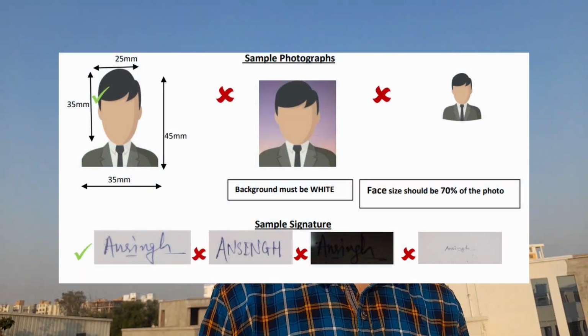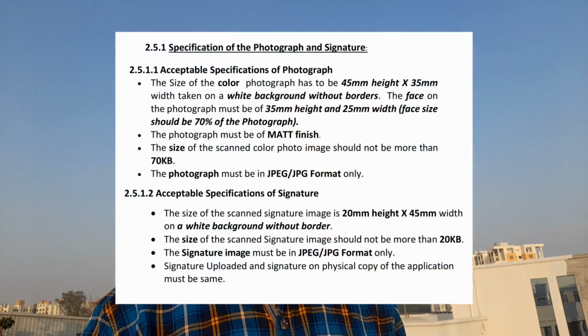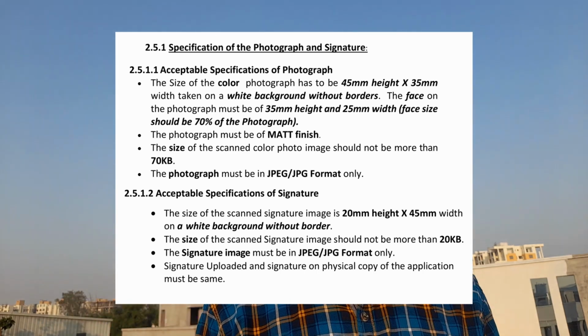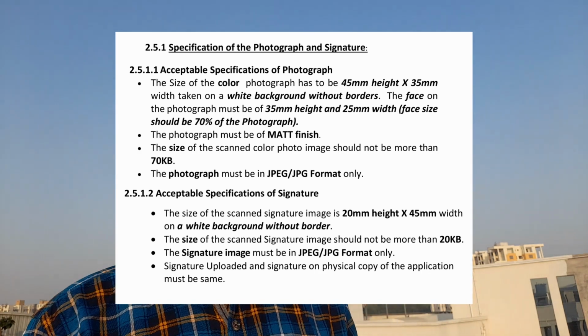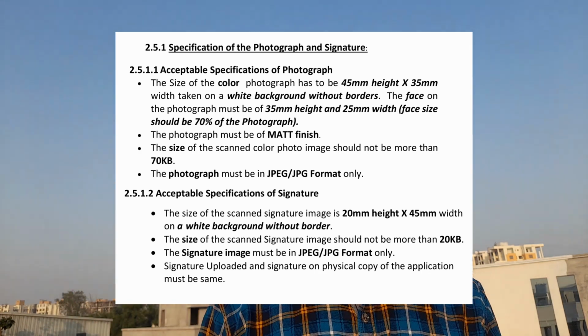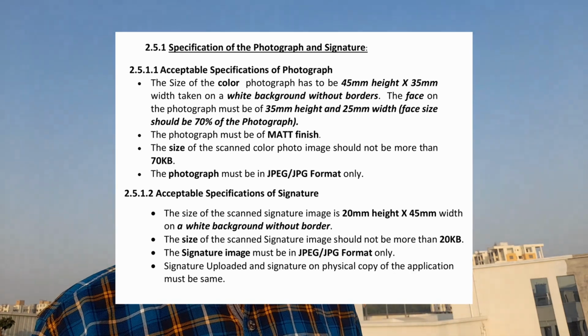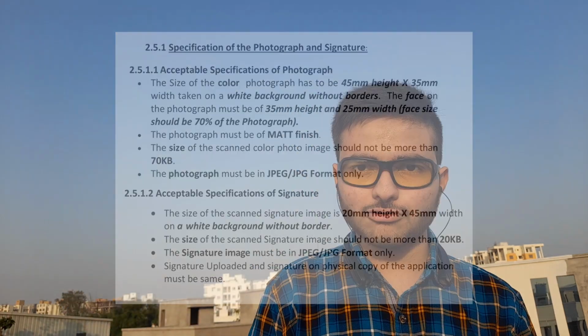Plus you need a photograph of yourself and a photograph of your signature, and the specifications of your photograph are: it should be 4.5 cm high and 3.5 cm wide. It should be borderless and it should have a white background, and your face should be 70% of the photograph, and it should be of a matte finish. And your signature should be 2 cm high and 4.5 cm wide, also on a white background.